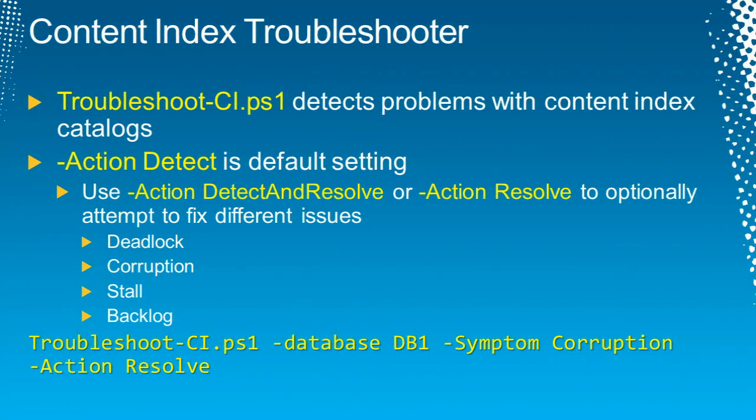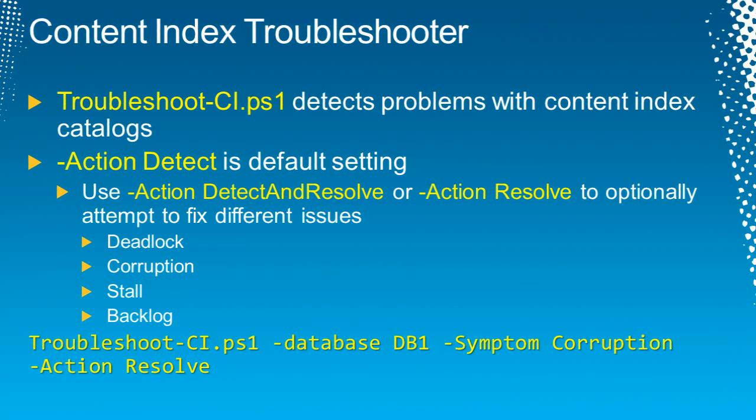Now, the default setting, Action Detect, is the default setting. And what that means, it's just going to look for problems. It's not going to fix anything. It's just going to look for problems, and if it finds them, it will tell you about them. If you wanted it to fix the problems for you, that's when you would set the action to either detect and resolve, to do it all in one pass, do the detection and then fix the problems. Or if you already did the detect only, and now you're ready to resolve the problems, you would just use the action resolve, and it would go ahead and resolve those for you.